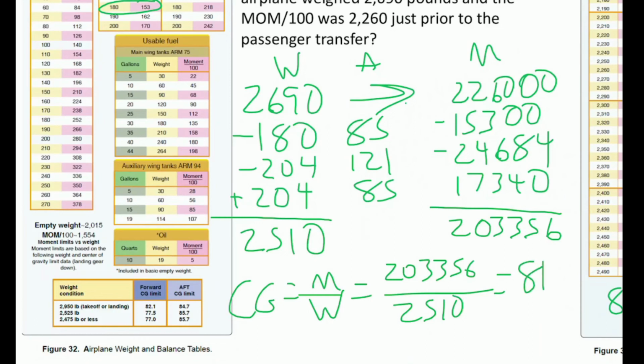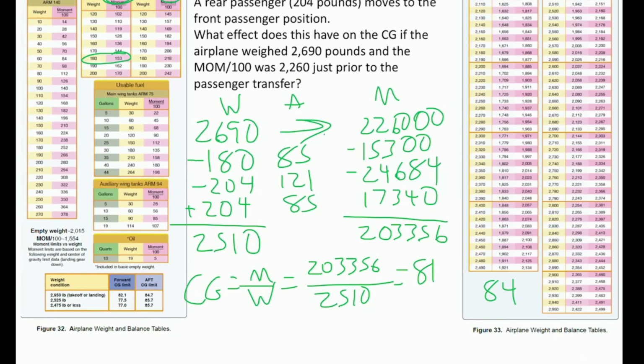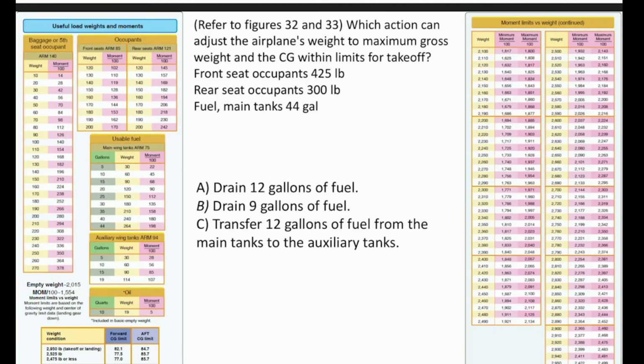So if the new CG is 81, what effect does it have of that whole movement? Original CG was 84, new CG was 81. It moves forward 3 inches. That's your answer. Boom. Seems like a very long, complicated question, but if you look at how the question is written and what they're asking, you can make it really, really simple. Or you can make it hard and still find the answer, but I prefer making the question easy, so I don't gotta do too much math to figure out how to solve the problem.